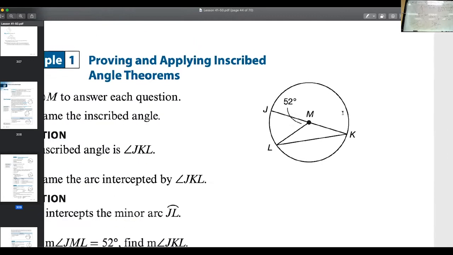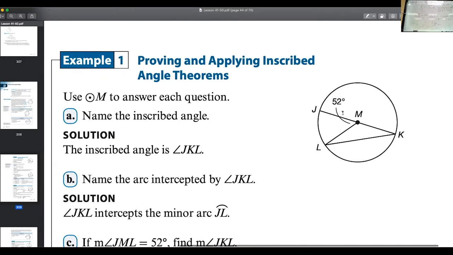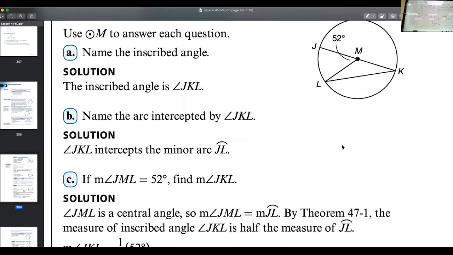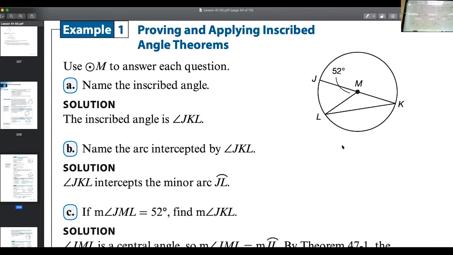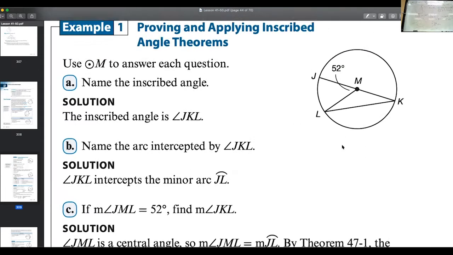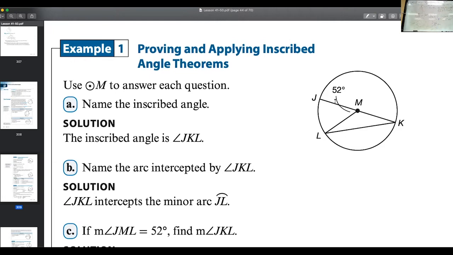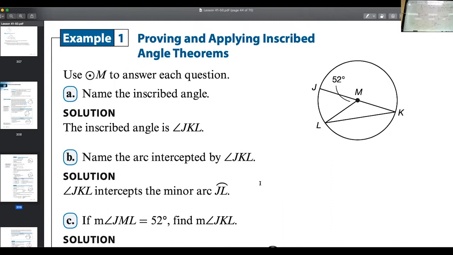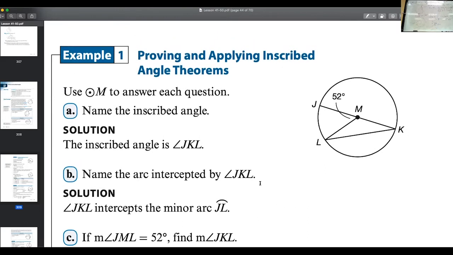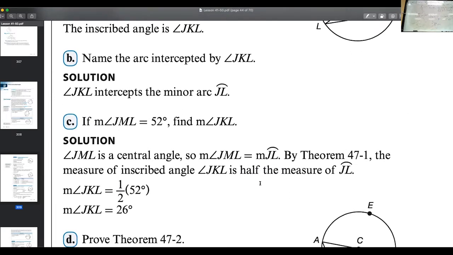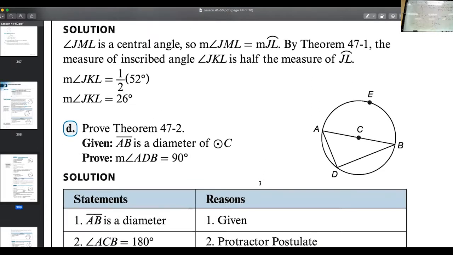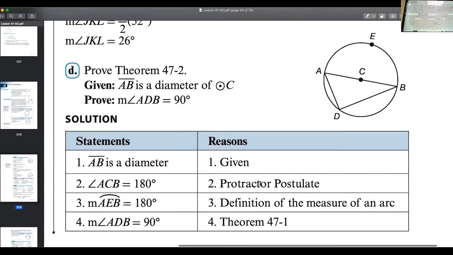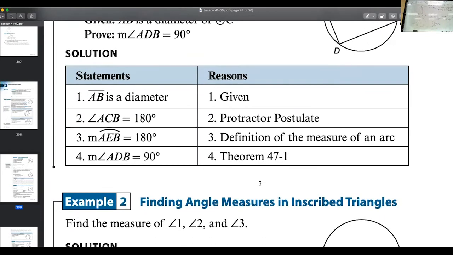Okay, so the questions say name the inscribed angle. That's just JKL, or LKJ, or you could just say angle K because there's only one angle connected to K. Name the arc intercepted, so arc JL. If JML equals 52, find JKL. That's half of that, which is 26. We did that, and this proves it.